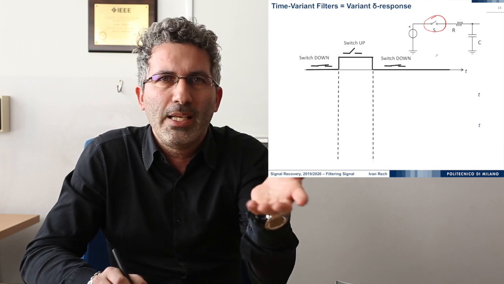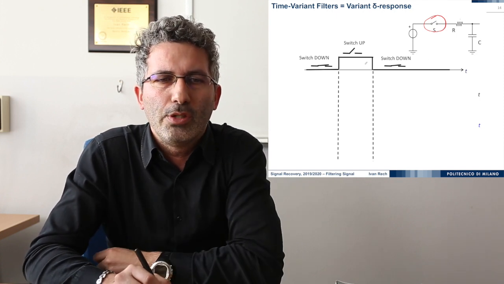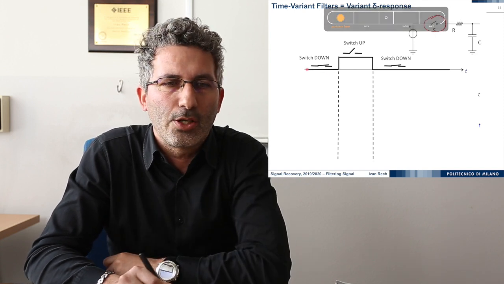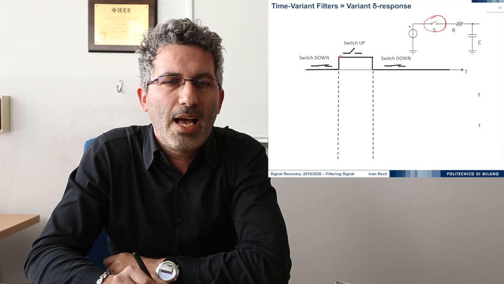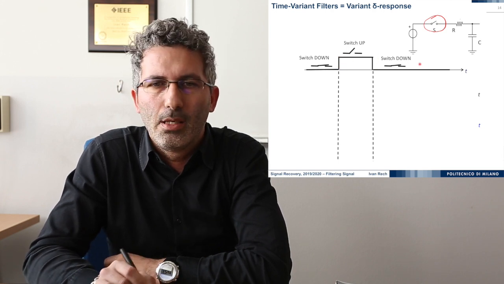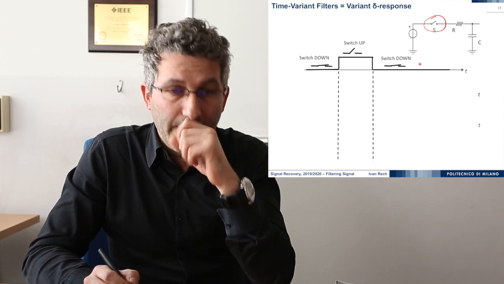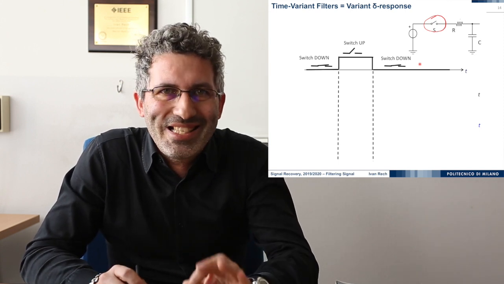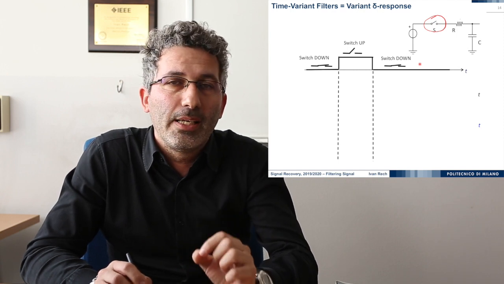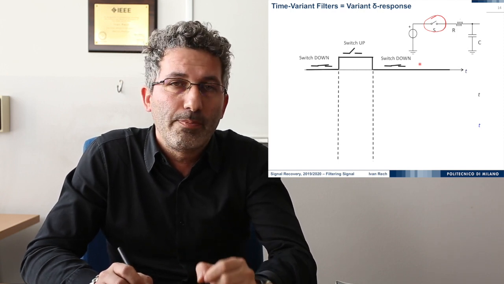Obviously, I have to define the behavior of the switch. So the switch has this behavior: here it is closed, then at this time I open the switch, and then I close the switch. That's it. How can I create the weighting function? Exactly the same way that we use for the constant parameter filter.